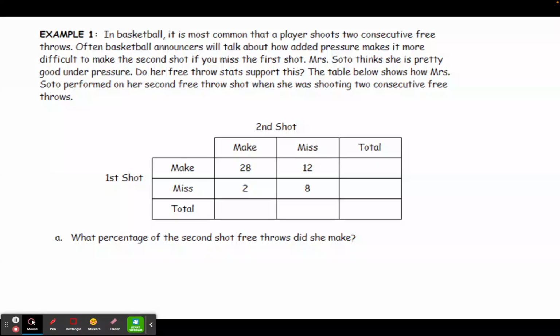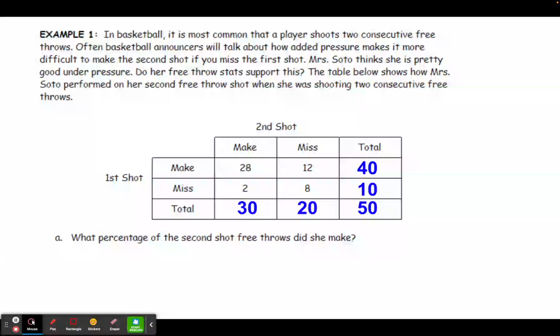Realistically, we know that that's generally not the case, because if a player misses their first shot, they might get a little bit rattled and kind of nervous, and maybe their chance of making the next one actually goes down. So we're going to look at that case where Mrs. Soto thinks that she's a pretty good free throw shooter under pressure, and we want to know if her stats support this. So the table shows how Mrs. Soto performed on her second free throw shot when she was shooting 2 consecutive free throws in a row. So we have this data separated by whether or not I made the first shot or not, and then whether I made the second shot or not. We're going to start by filling in all of those probabilities.